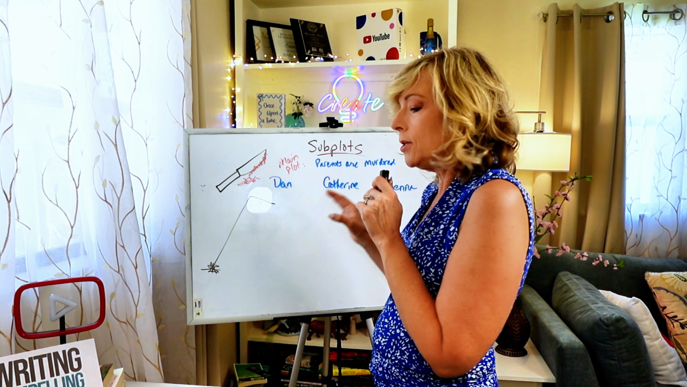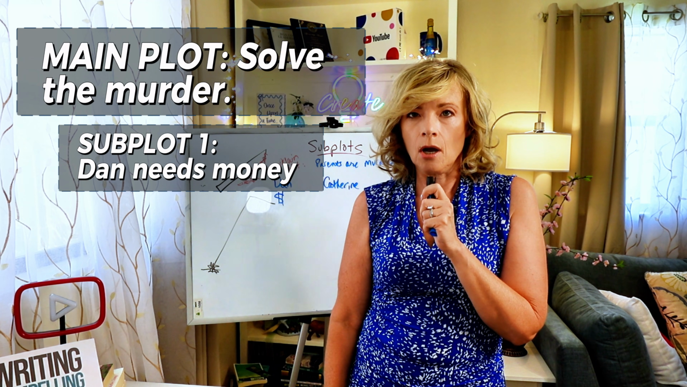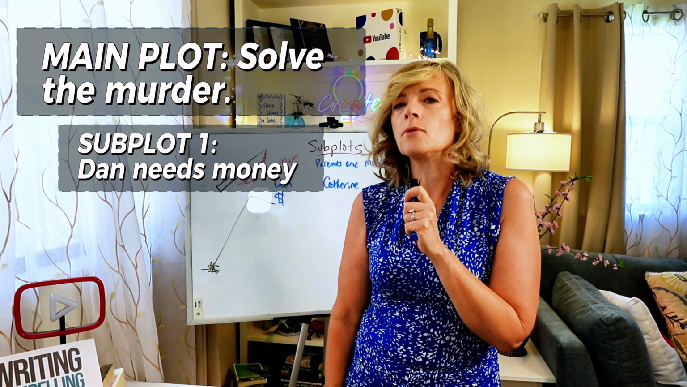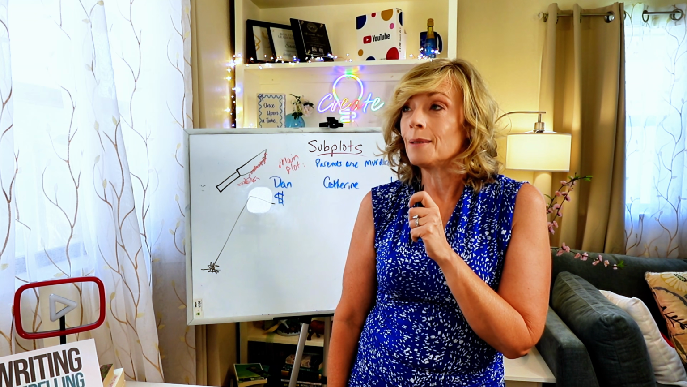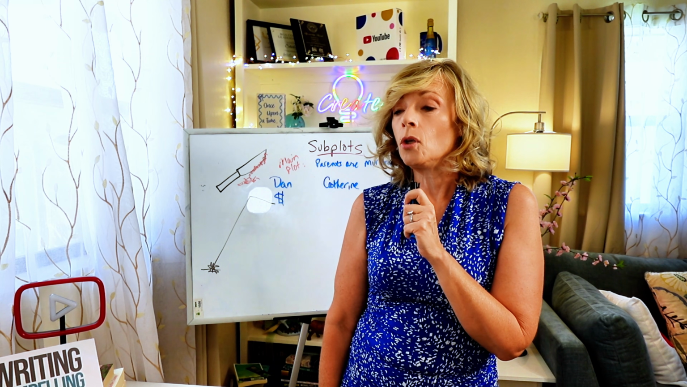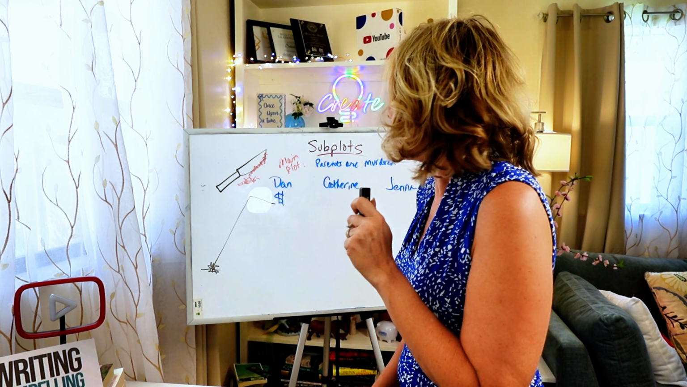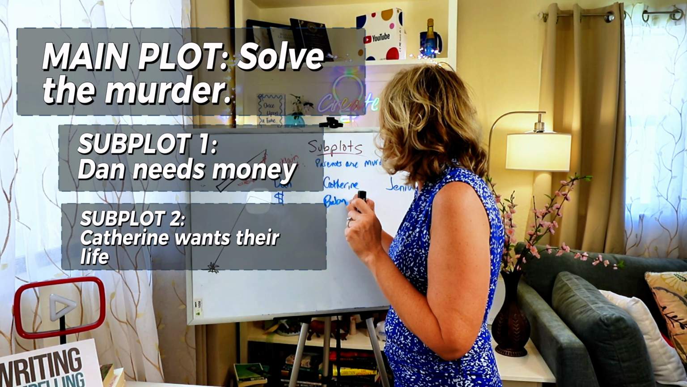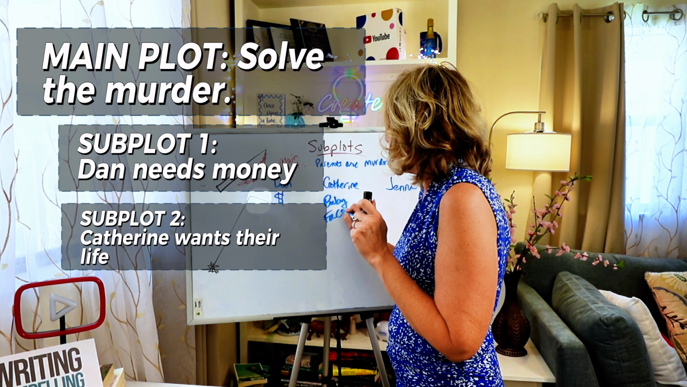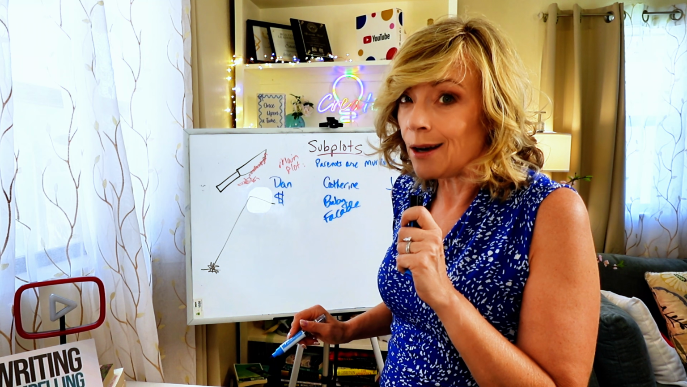You've got a whole bunch of subplots going on here with these characters. Dan is dying for money. He's lost his job. He's leveraged everything he owns, and he really needs a bailout from his dad. His marriage is in trouble. He has huge motivations for being mad at his dad when his dad turns him down. Catherine wants a baby, and she wants to live the life that she has faked all this time because she really wants the parents' house.